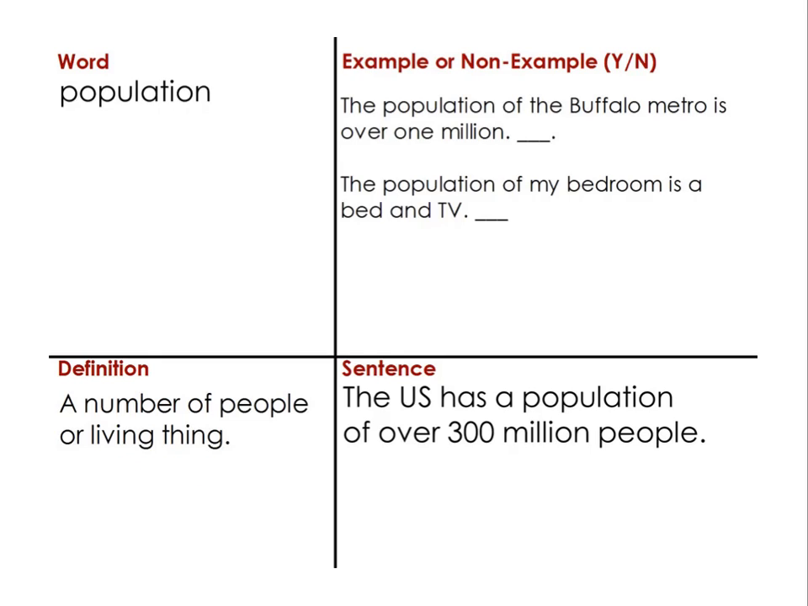And for this, there should be an S for living things. My mistake. Let's read the sentence. I read, then you read. The U.S. has a population of over 300 million people. You complete the example or non-example.